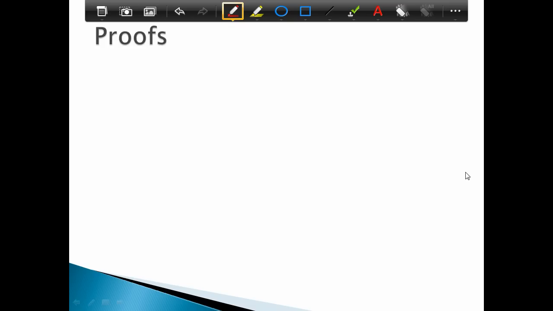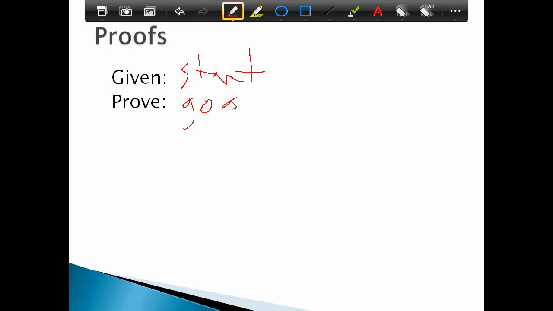Let's start off with the basics of what they are. They have a couple of key components. The first one is we have a given statement and a prove statement. Given is just simply that. It's what you're given to start off with the problem. What do you know to start with? Anytime you have a proof, you're always going to have something to start with. That's your given, your start point. And prove, that's what you're trying to prove. That's your goal. That's where we're going.